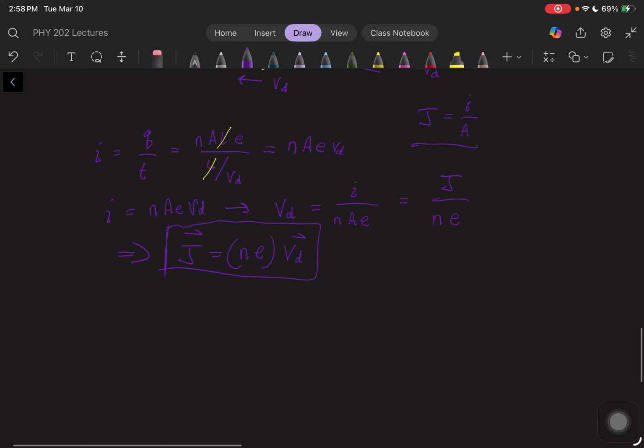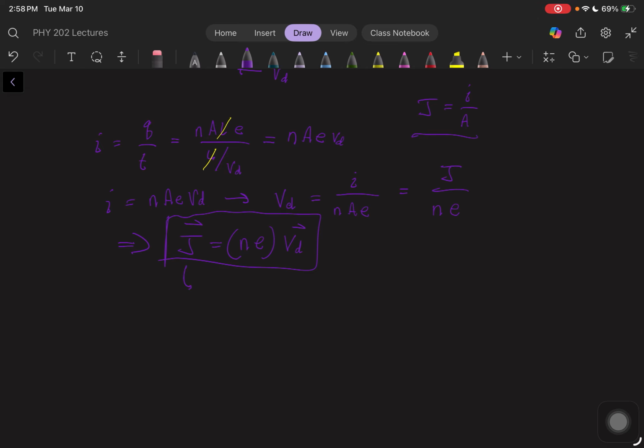And so what's this tell us? Our current density, current per area, is equal to the number of charges per volume times e, the charge, times the drift velocity. Right? And so this should make sense, right? The more free charges per volume and the faster the drift velocity, the greater the current.